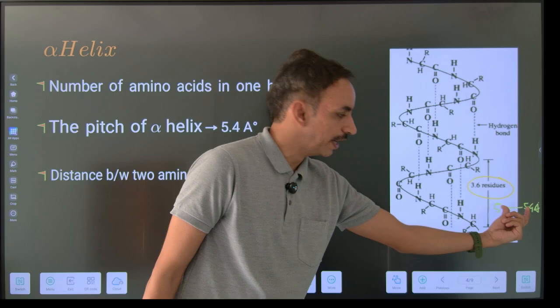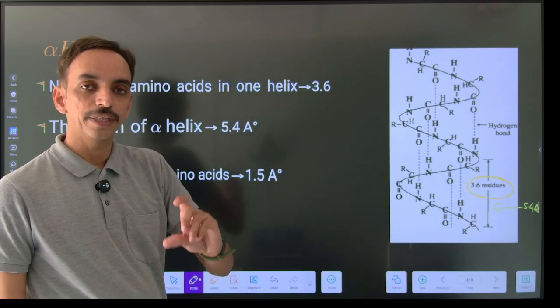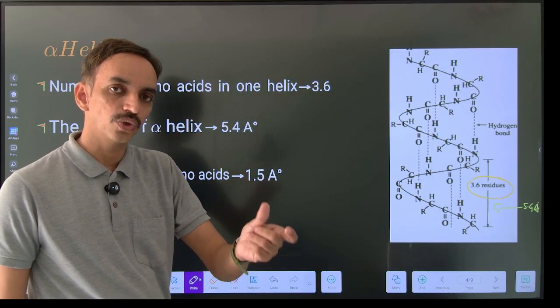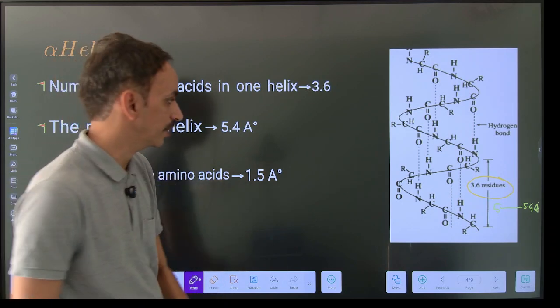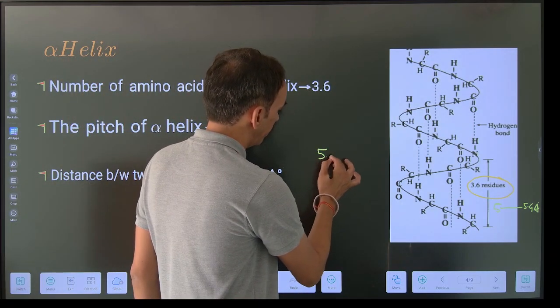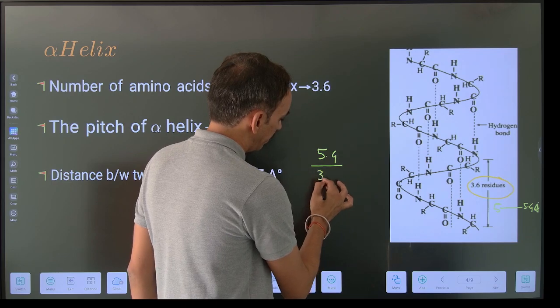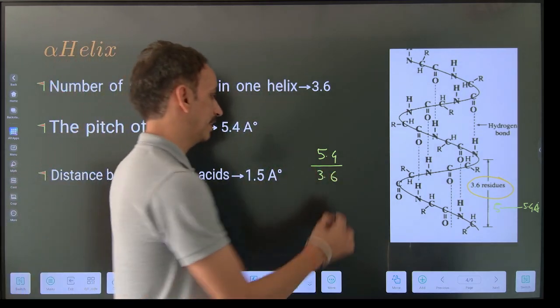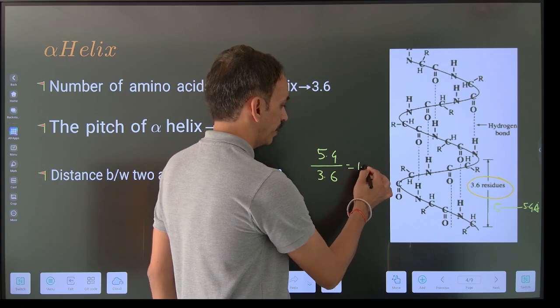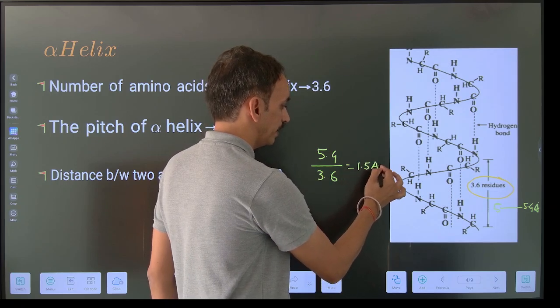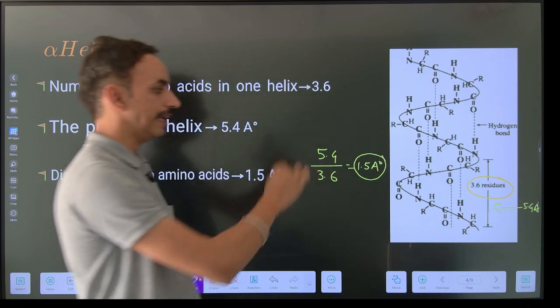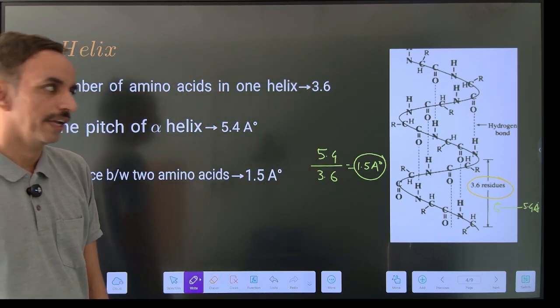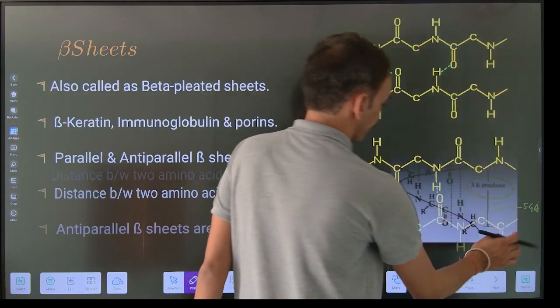So the helix height is 5.4 angstrom. What will be the distance between the two amino acids in the alpha helical structure? We can easily find out that 5.4 will be divided by the amino acid residues in one helix. It will come around 1.5 angstrom. So the distance between the two amino acids in the alpha helical structure is 1.5 angstroms.